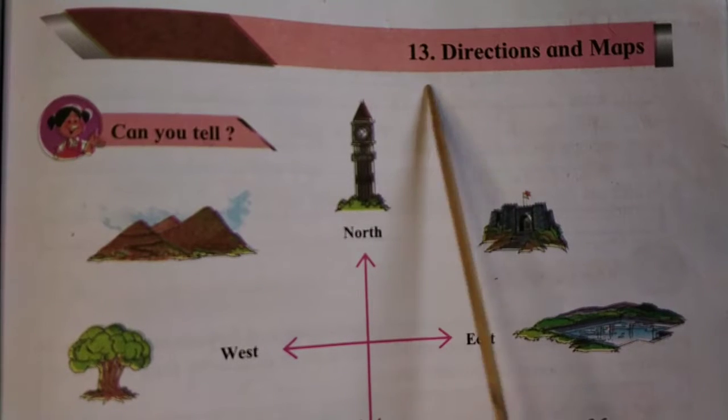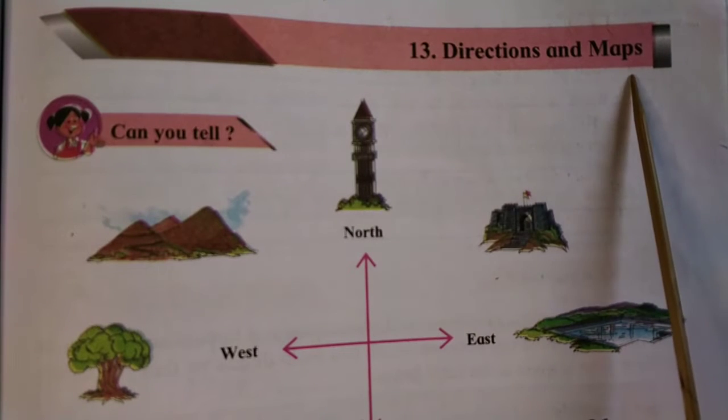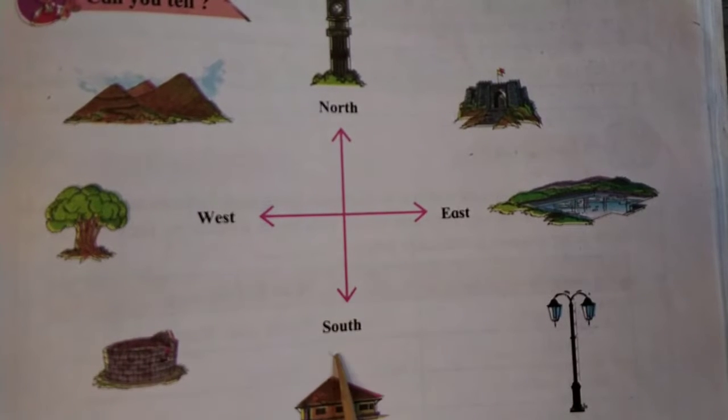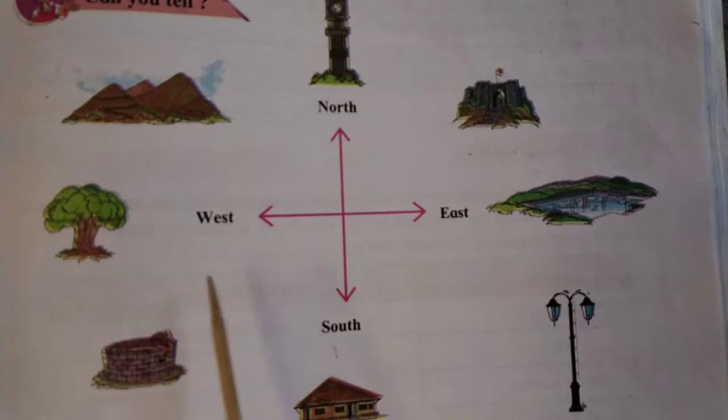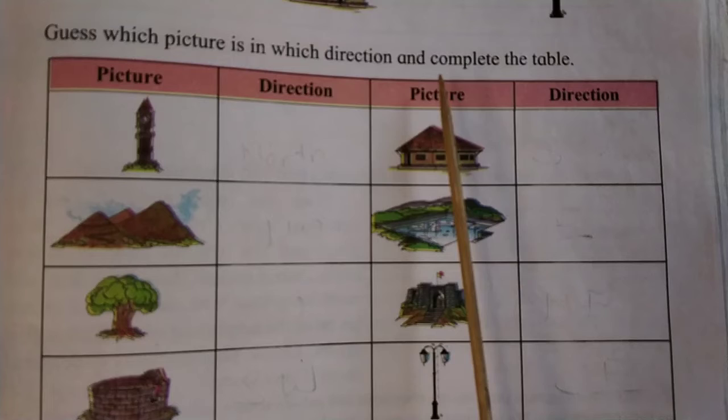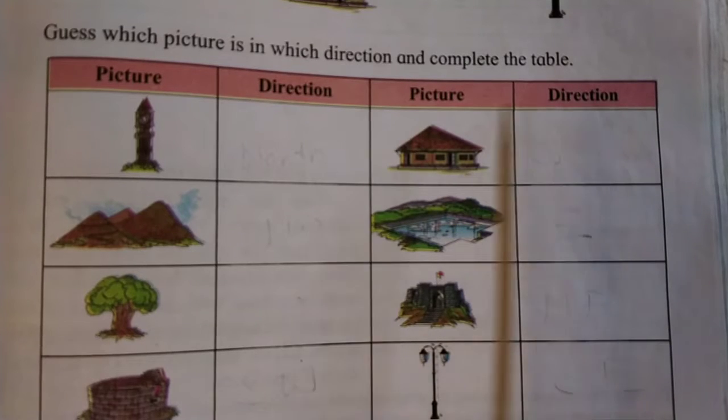Lesson number 13, Directions and Maps. North, South, East, West. Guess which picture is in which direction and complete the table.